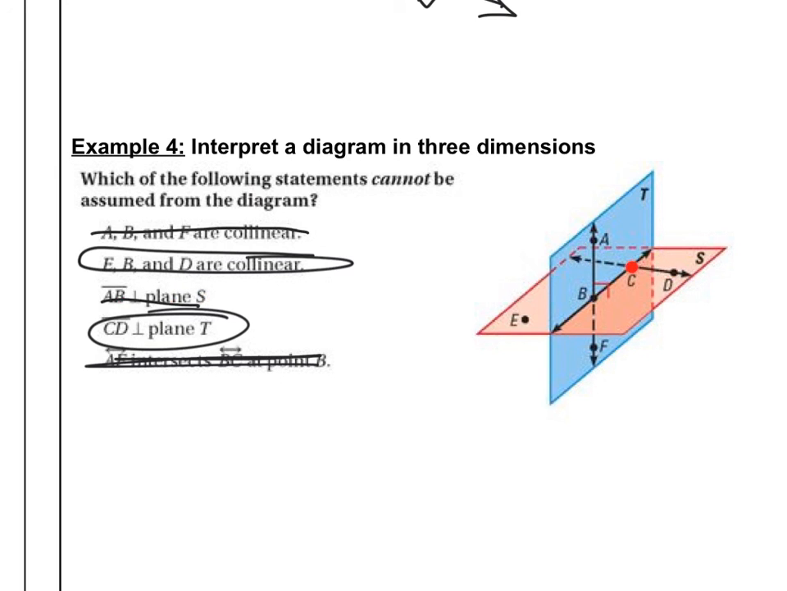It says that CD is perpendicular to plane T. There is no right angle marking there, so that is something we cannot assume. And lastly, line AF intersects BC at point B. If we look at AF and BC, they do intersect at point B. So that doesn't answer our question. So just those two things we cannot assume when looking at this diagram.